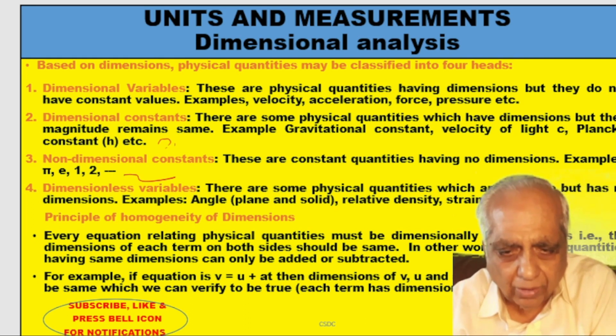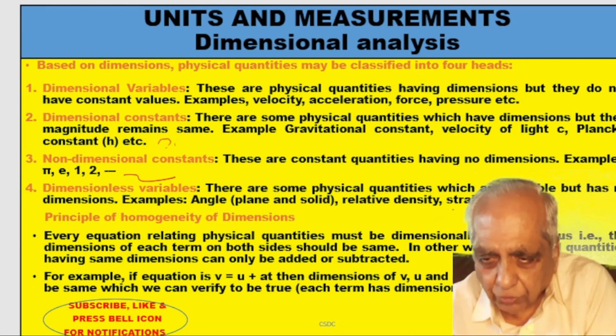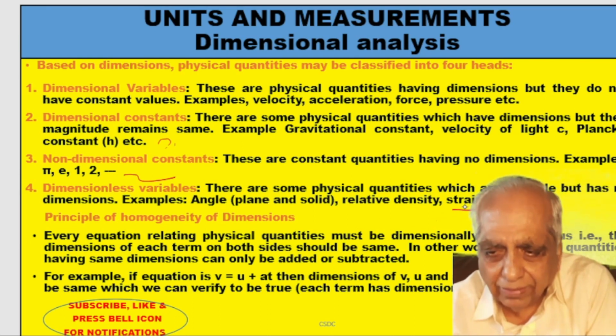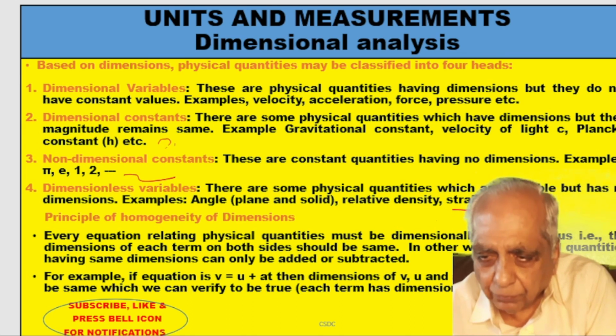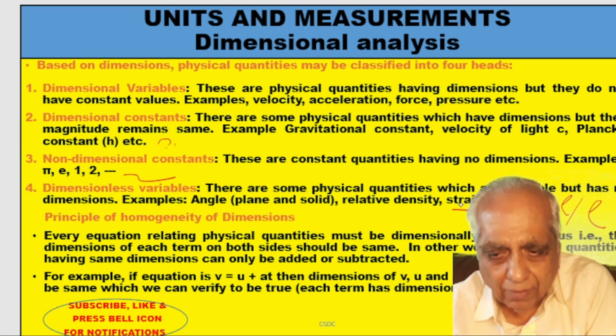Now let us try to see variables which do not have dimensions. A simple example is strain, which we did last time. Strain is delta L upon L. Both will be measured in the fundamental quantity L, so they will cancel. So it has no dimensions.